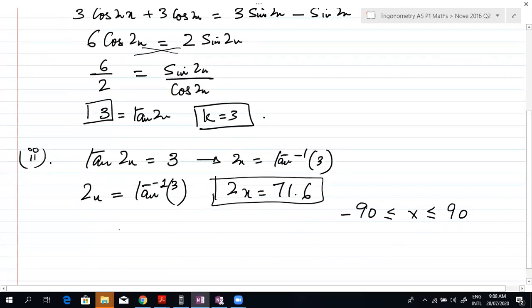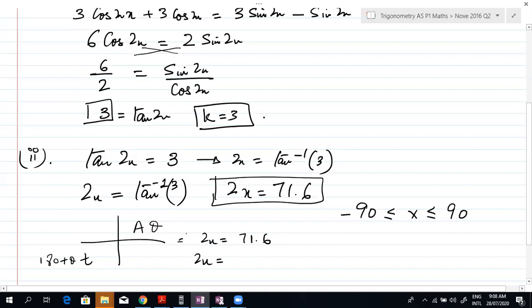And tan is positive. So tan has to be positive. Tan is positive in the first quadrant and in the third one, right over here, which is 180 plus theta. So let's get done with this first. So theta, 2x, is 71.6 in this case. For the first quadrant, right over here, 2x is theta. The third one would give us 180 plus theta, 180 plus 71.6.